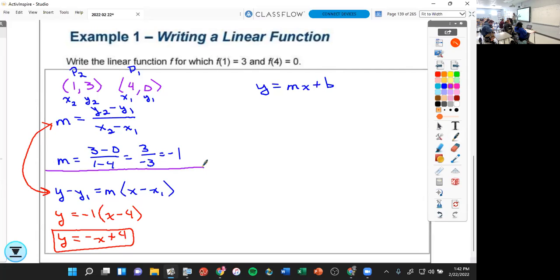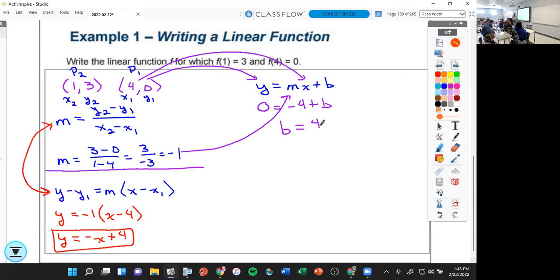So why don't I just say, well, let's choose this point because it looks easy. If y was 0, I'm gonna take this guy, plug it in here, this guy over here, and this guy right here, right? So I got 0 equals -4 plus b. Get b by itself. B equals 4. No, this is totally legal. 100% legal.